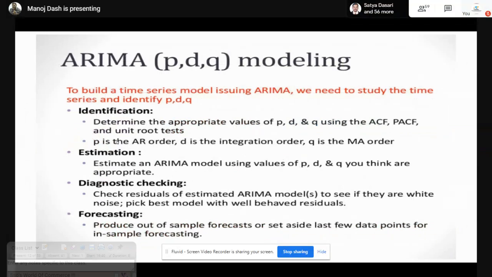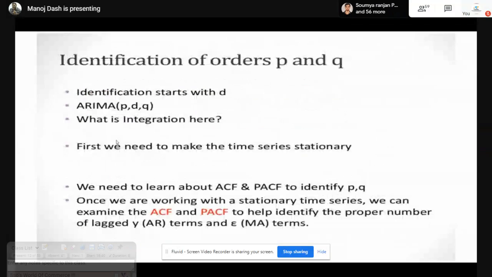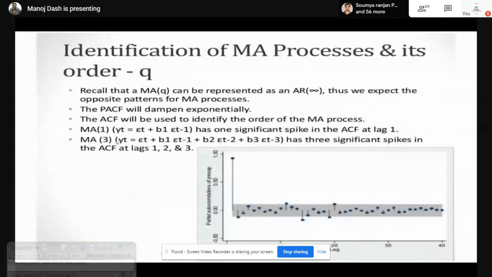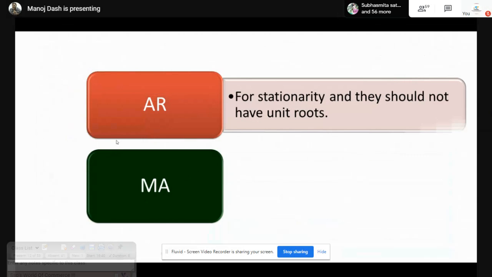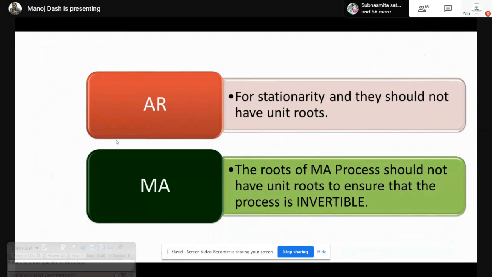Okay. So let's talk about the ARIMA model. I don't want to explain about this. Let's start with autoregressive. First, you take the stationarity. This should not have a unit root. Second, for moving average, you have to calculate. Please go to EViews.